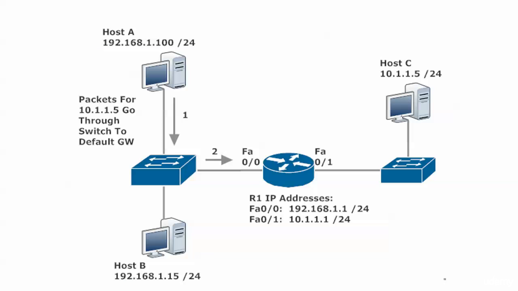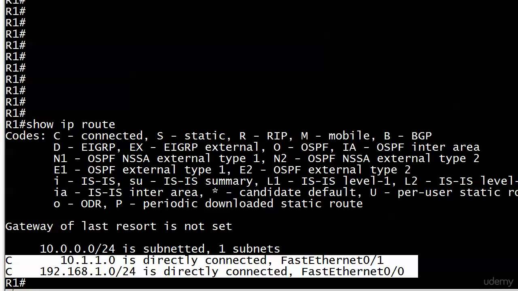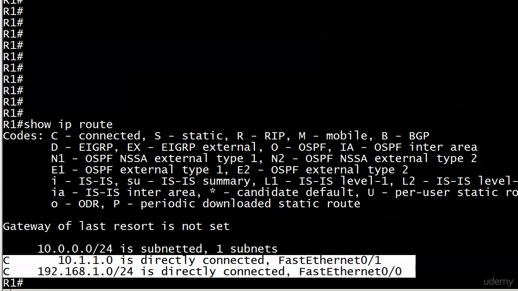And that router gets those packets with a destination IP address of 10.1.1.5. And it looks in its routing table, and it's going to look at all of its routes, and it's looking for the best match. And we will see scenarios here as we progress through the course where you have more routes to choose from and the router has several valid routes to pick from. But here it only has one. So the search for the best route is a pretty darn short one. It's 10.1.1.0, directly connected to FastEthernet 0/1.